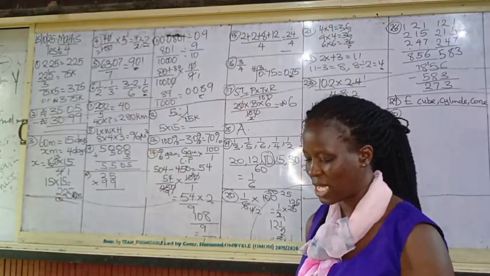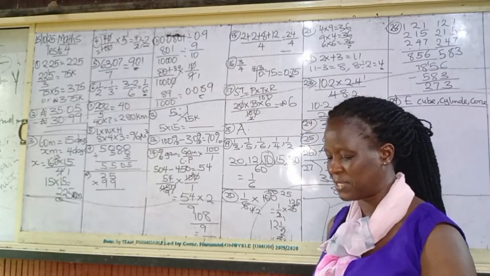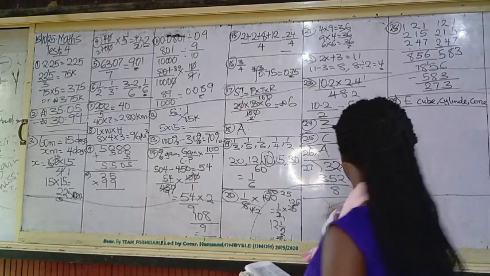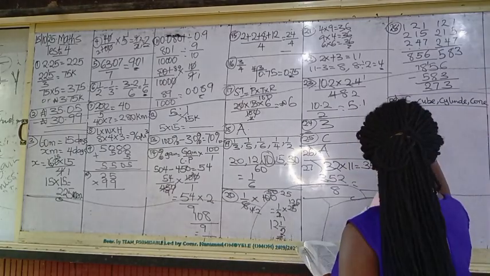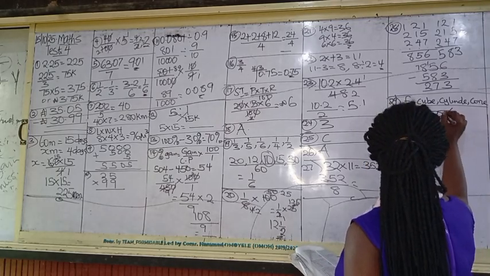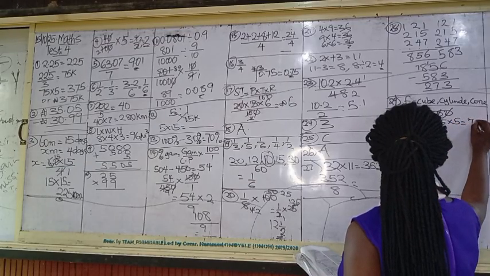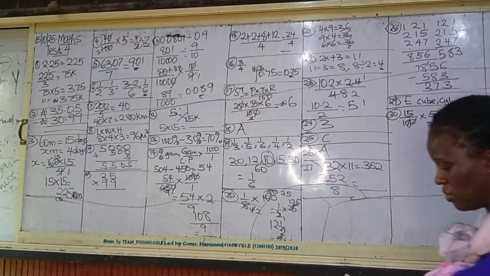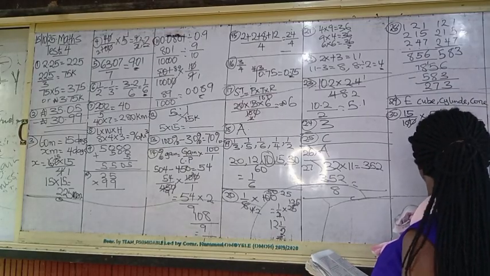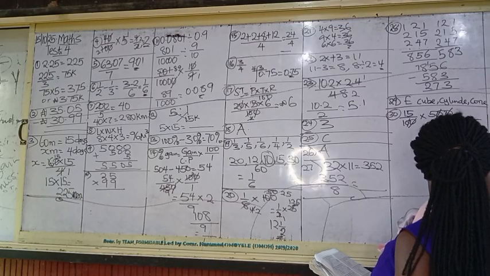Number 30 question. A salary of 500 per annum is to be increased by 15%. What will be the new salary bill? 15% multiplied by 500. So we have 15 times 5, which is equal to 75. So we are to increase the amount. It's going to be this 75 plus the original, which is going to be 575 naira.